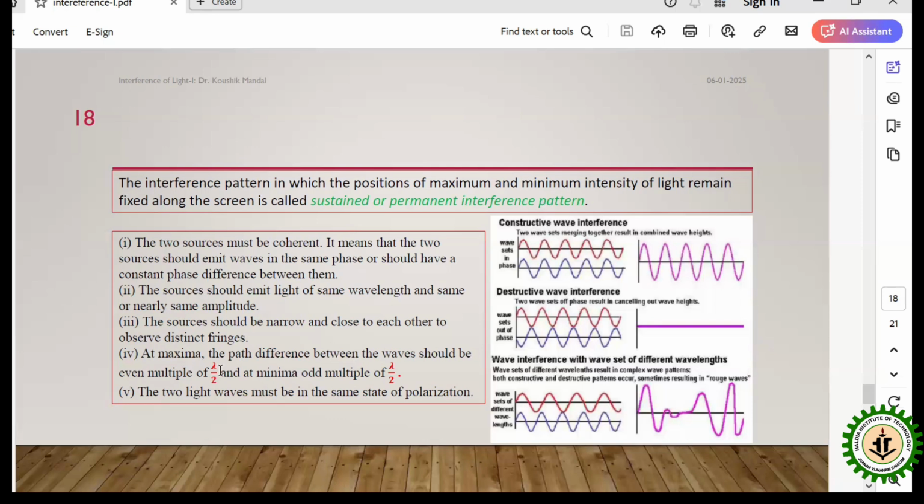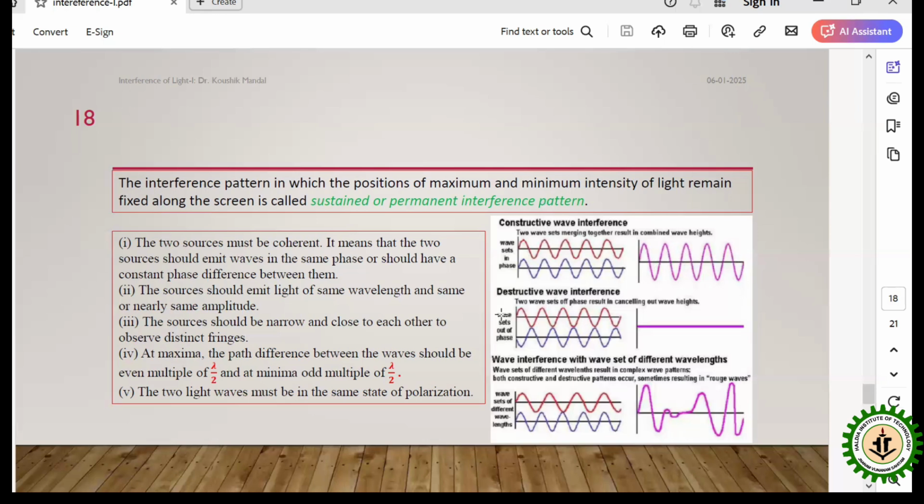I have already told you about maxima and the path difference. For the maxima, the path difference should be an even multiple of lambda by 2, and for the minima, it will be an odd multiple of lambda by 2. Here the red wave and the blue wave have the same phase, almost the same amplitude, the same wavelength, so you can see the resultant intensities.